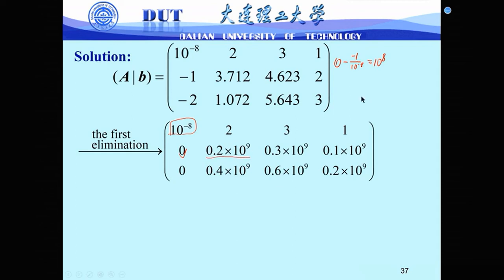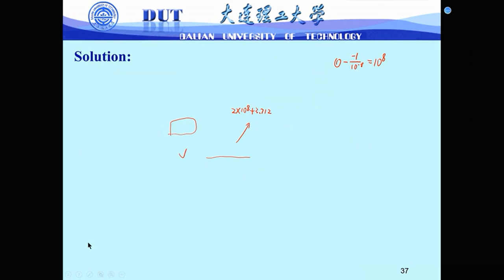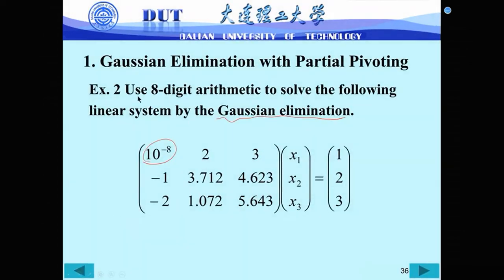That means we use, I write here, it is 1 multiply the multiplier 10 to 8, and plus this number, 3.712. Now you should know, in the question, here we use 8-digit arithmetic.